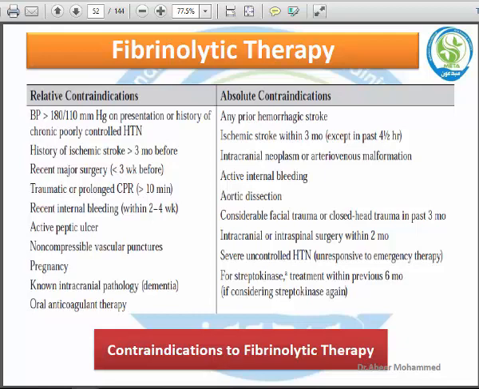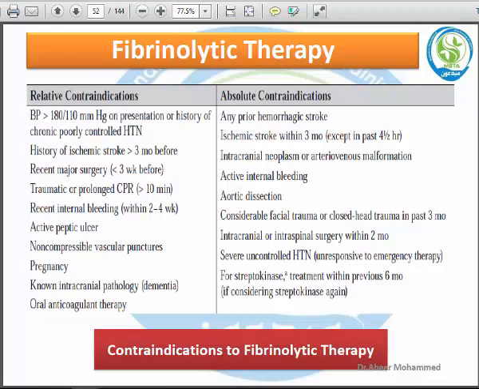Active internal bleeding and massive bleeding, aortic dissection, considerable facial trauma or closed head trauma in the past 3 months, intracranial or intraspinal surgery within 2 months, and severe uncontrolled hypertension unresponsive to emergency therapy. That means if the patient has uncontrolled hypertension and we tried to control it with emergency therapy but couldn't lower the pressure, then we can't use fibrinolytic therapy.